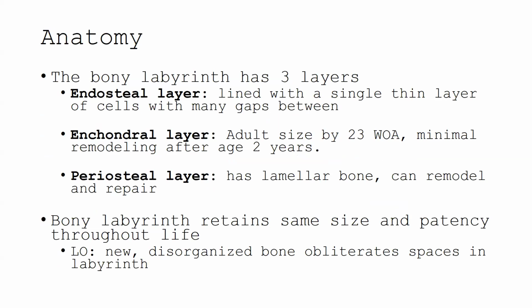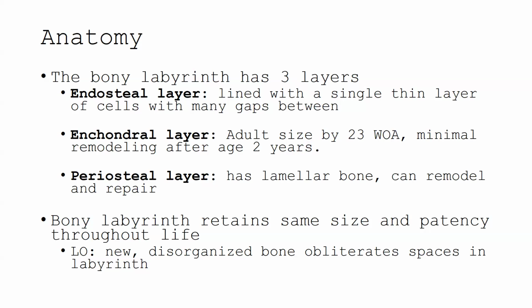So the anatomy of the labyrinth is made of 3 layers of bone. We have an endosteal layer, an endochondral layer, and a periosteal layer. The endosteal layer is a thin layer of bone cells that have gaps between them. The endochondral layer forms in utero and usually achieves adult size by 23 weeks of amenorrhea. It undergoes minimal remodeling after that. And then the periosteal layer has lamellar bone and can repair and remodel even after trauma. The first 2 layers do not remodel after trauma. And the bony labyrinth usually will retain the same size and patterns throughout the life course of a person.